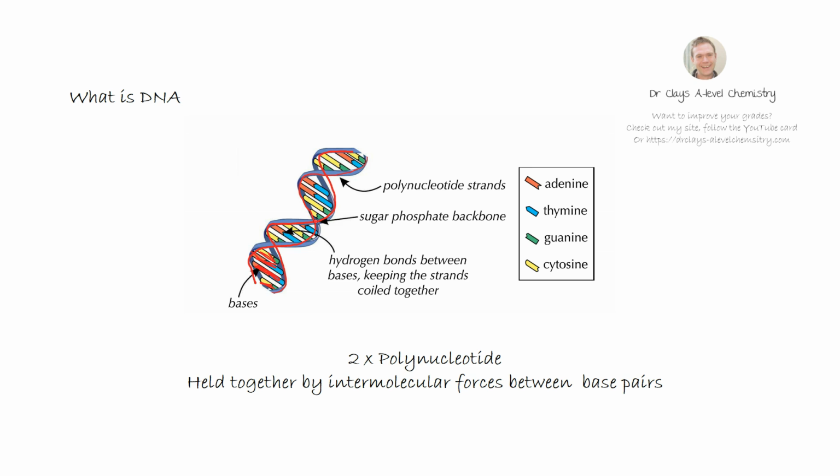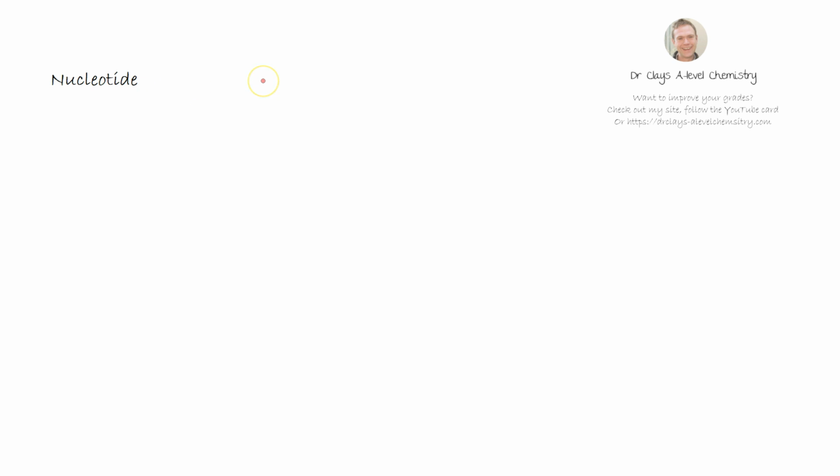So let's go and have a look at what polynucleotides are first. So a polynucleotide is simply a polymer made up from smaller units called nucleotides. We'll go and see what the polynucleotide looks like in just a little bit, but first of all we're going to look at what makes up a nucleotide.